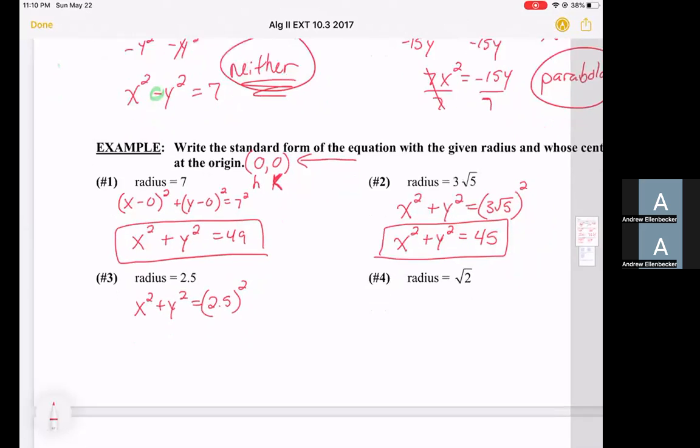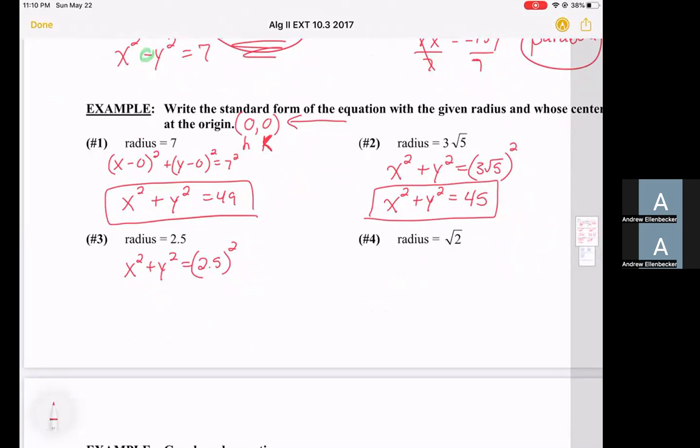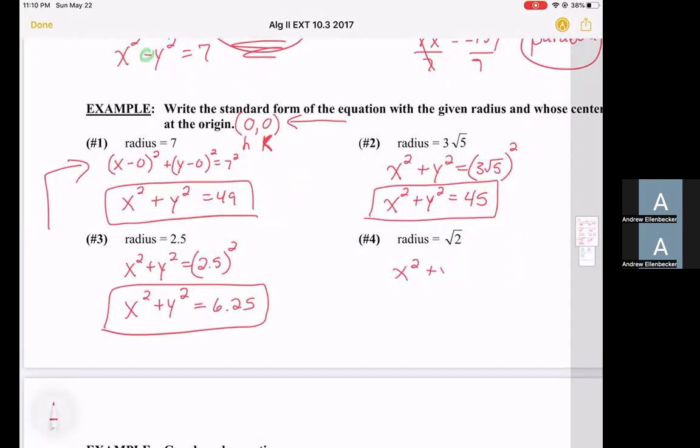Okay, number 3. The radius is 2.5. The center is still at 0, 0. So we know that this is going to be x squared plus y squared. And again, that's because when you subtract 0, like number 1, you just get x and y. So x squared plus y squared, then you type in 2.5 squared on your calculator. We should get 6.25. All right, and the last one, x squared plus y squared equals the square root of 2 squared, will end up being x squared plus y squared equals 2.